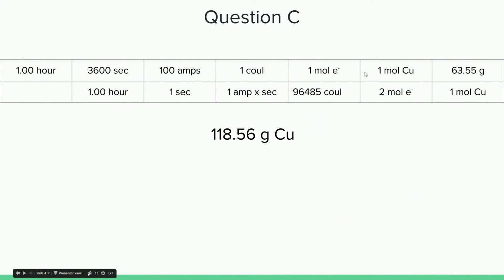96,485 coulombs is equal to 1 mole of electrons. There are 2 moles of electrons in this particular equation, and for every 2 moles of electrons, there's 1 mole of Cu. The molar mass of Cu is 63.55 grams. If you multiply all that together, you end up getting 118.56 grams of copper.